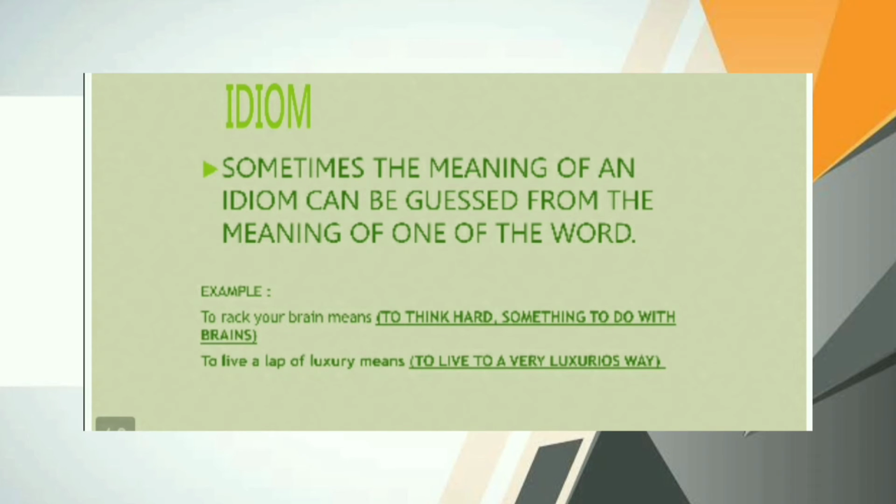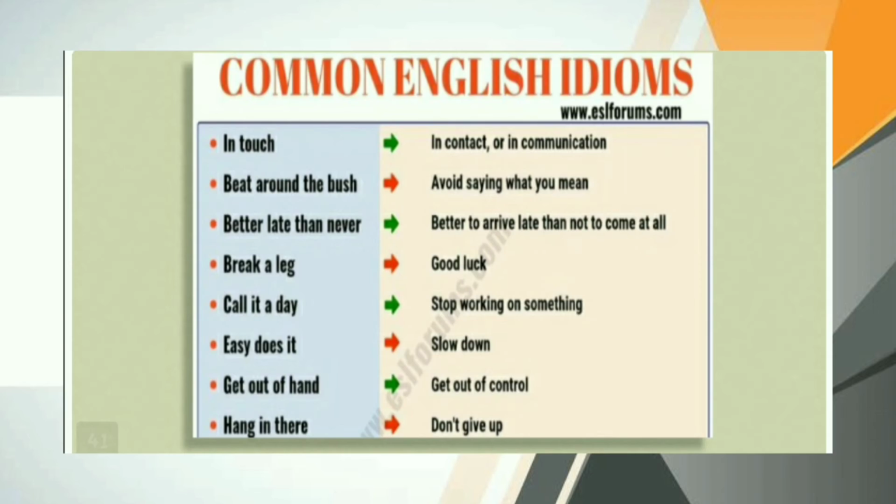Idioms. Sometimes the meaning of an idiom can be guessed from the meaning of one of the words. An example for that is to rack your brain, which means to think hard, something to do with brains. To live in the lap of luxury means to live in a very luxurious way. So there are some common English idioms and you can see them down here.